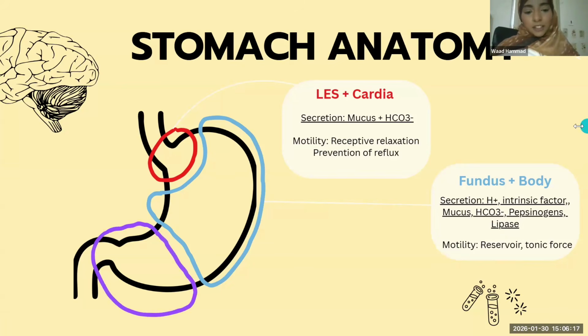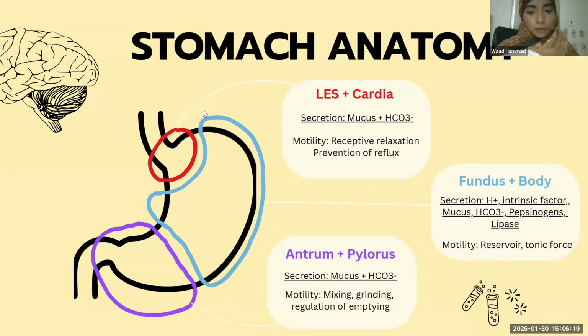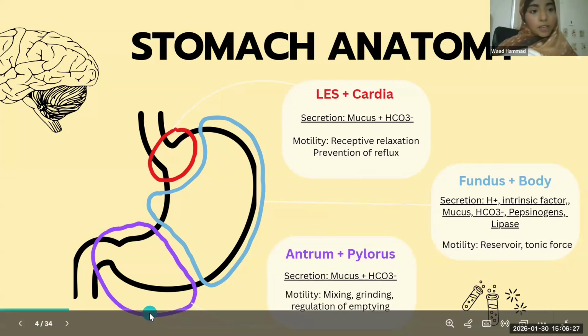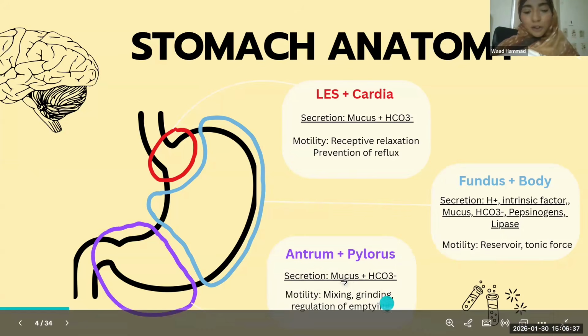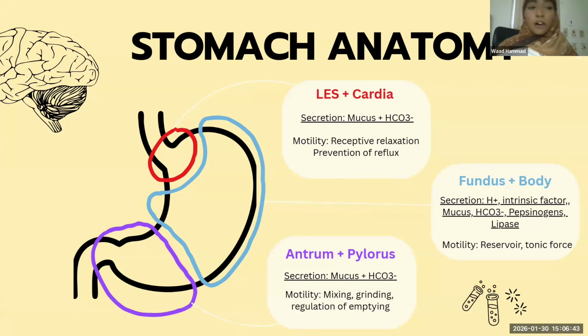And then last but not least, we have our antrum and our pylorus. Here again, we have mucus and bicarbonate, just like the lower esophageal sphincter and the cardia. So that's nothing new. Again, its function is purely protective. And then for the motility, it's mixing, grinding, and regulation of emptying. Okay, so again, this is all mixing, breaking down, and regulation of how much food should go into the duodenum at once. We don't want all of it going at once and overwhelming it.